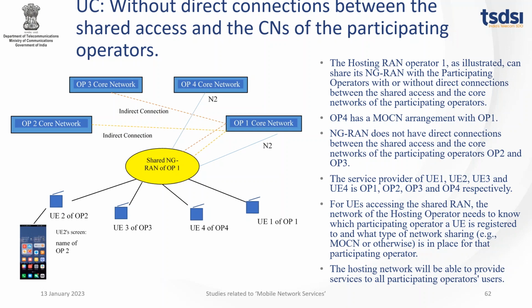Because of this, the number of connectivities from the shared participating operator core network to the NG-RAN need not be many. It will be one connectivity to the operator 1 core network, and that core network will have only one N2 connectivity with the NG-RAN. So in this way, even if more RAN nodes are under sharing mode, the participating operator will have only one connectivity through which we can utilize the benefits of RAN sharing. Next slide, please.